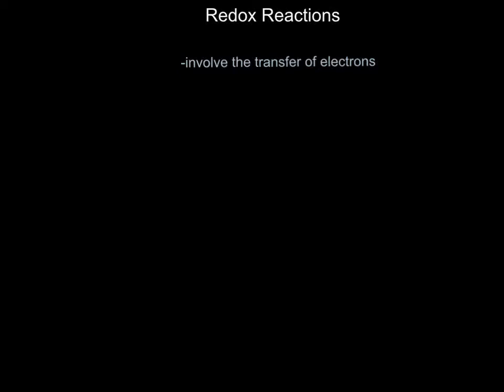In this video, we're going to look at redox reactions. What sets redox reactions apart is that we're looking at the transfer of electrons, where in other reactions that we've looked at the movement of the atoms, in redox, we're looking at the movement of the electrons.